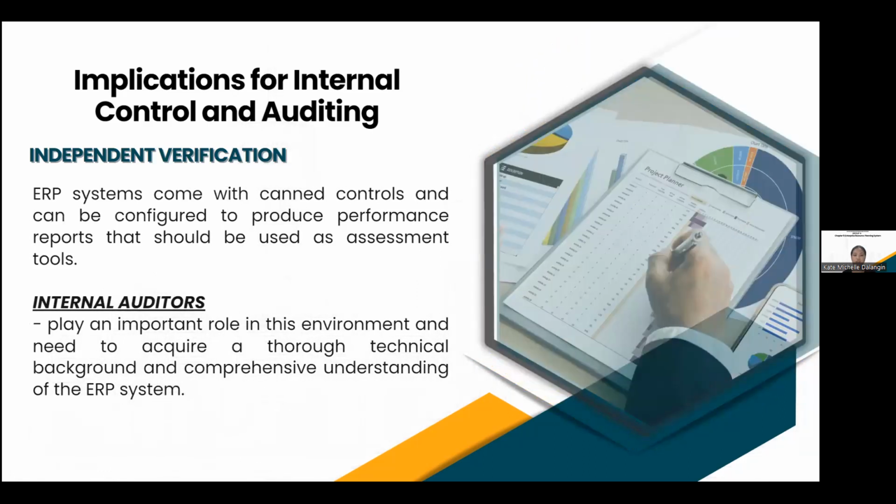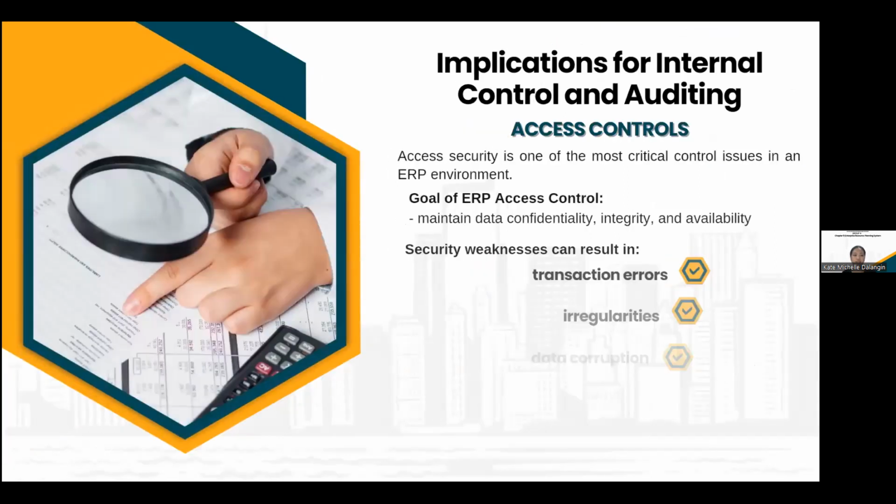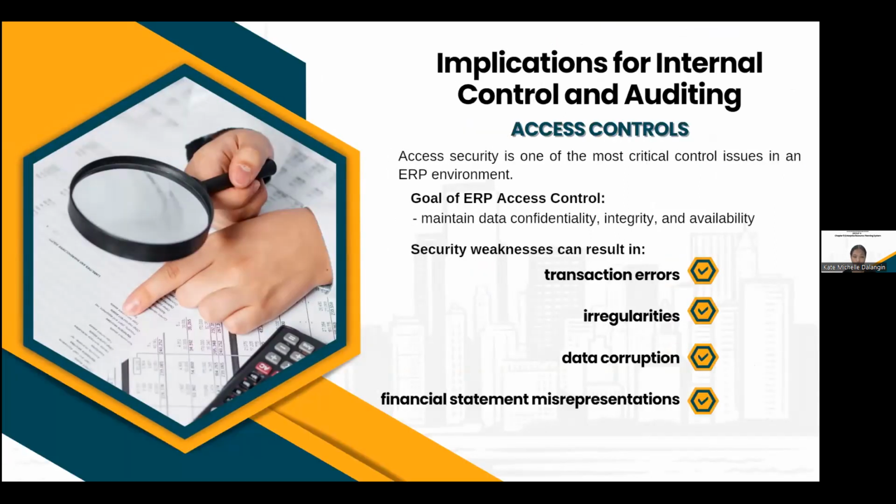So we have the access controls for this slide. Access security is one of the most critical control issues in an ERP environment. The goal of ERP access control is to maintain data confidentiality, integrity, and availability. Security weakness can result in transaction errors, irregularities, data corruption, and financial statement misinterpretations. Next slide, please.